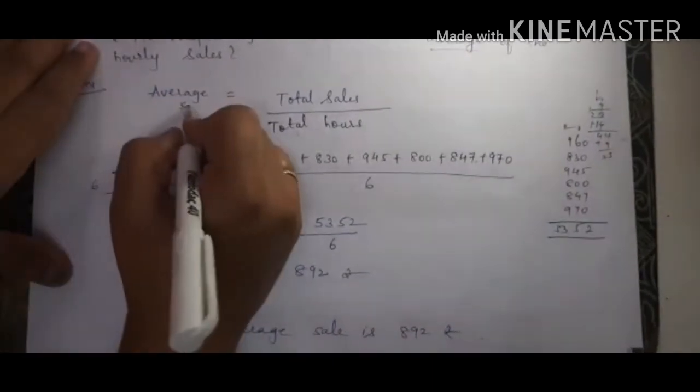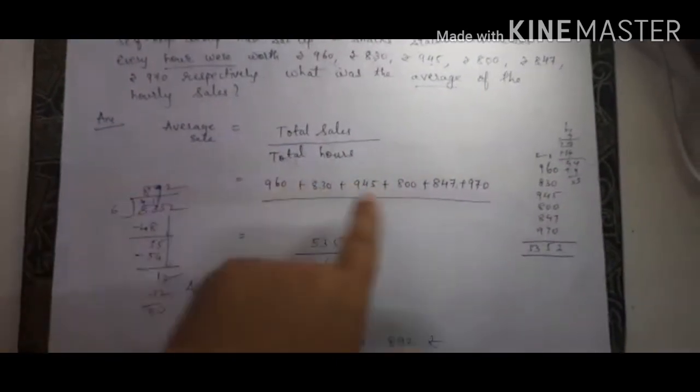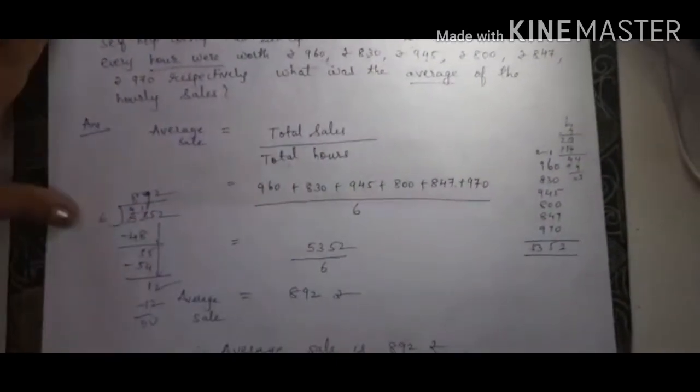Okay, average sale. This is regarding sale. So we wrote the formula, we substituted, we added, and we have divided by total number of hours. Let's go to the third sum.